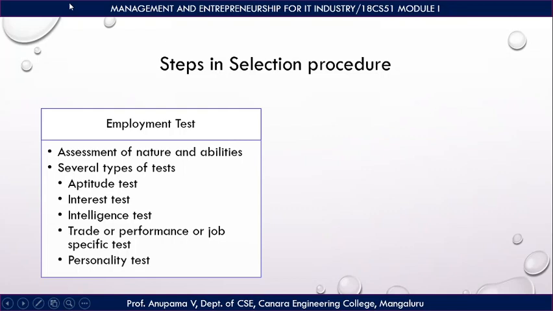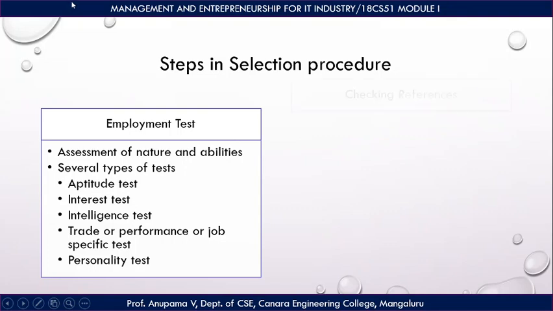Trade or performance or achievement or job specific test. This test is used to measure the candidate's level of knowledge and skill in the particular job in which he will be appointed. Personality test is used to measure those characteristics of the candidate which constitute his personality, like self-confidence, temperament, initiative, judgment, dominance, integrity, originality, etc. Personality tests are very important in the selection procedure.